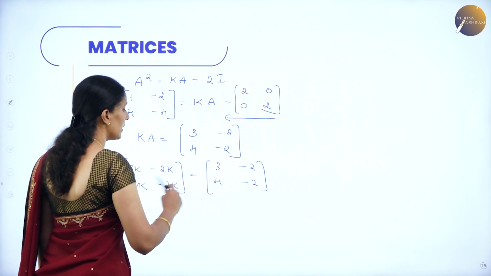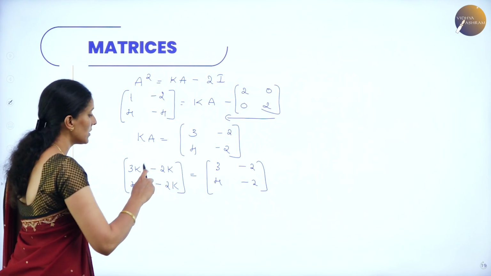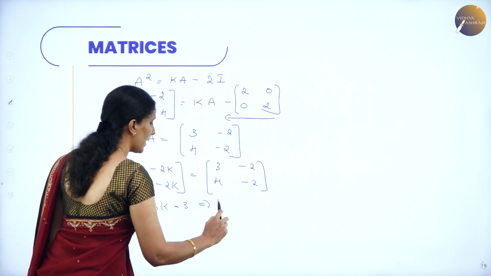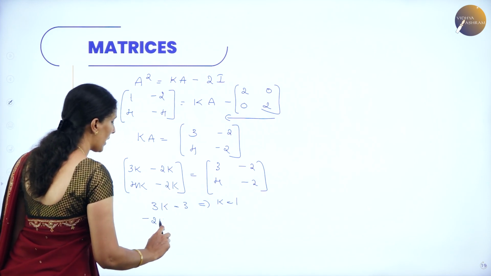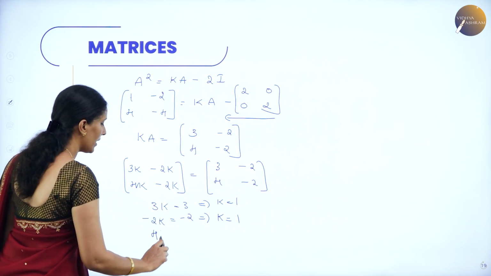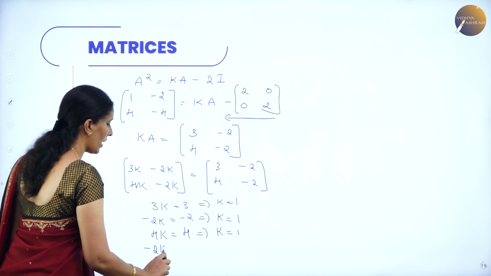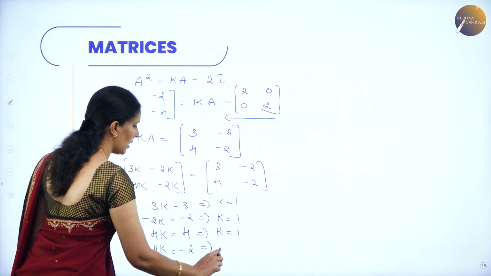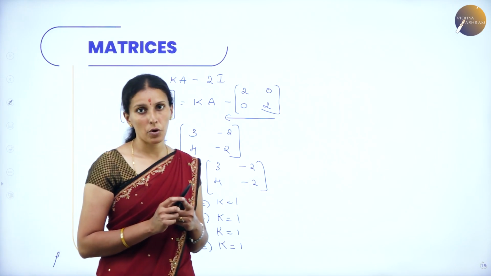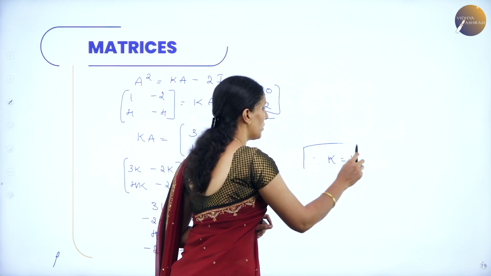So equate here because the two matrices are equal. When we say two matrices are equal, the corresponding elements are equal. So just equate any one of them. If you equate 3k with 3, this implies k is equal to 1. Or minus 2k is equal to minus 2, this also gives k is equal to 1. Or 4k is equal to 4, k is equal to 1. Since the two matrices are equal, we can equate the corresponding elements to find the value of k. Thus we conclude that the value of k is equal to 1.